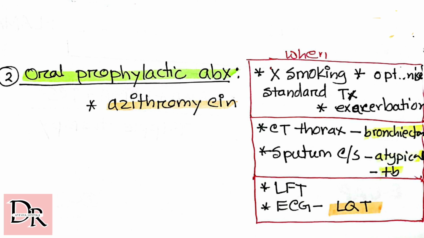And also, before giving oral antibiotic, we need to do CT thorax to rule out bronchiectasis. Also, sputum culture sensitivity to rule out atypical infection or tuberculosis. We'll do liver function test. Most importantly, we'll do ECG to exclude long QT syndrome, because azithromycin can lead to long QT syndrome. Okay.